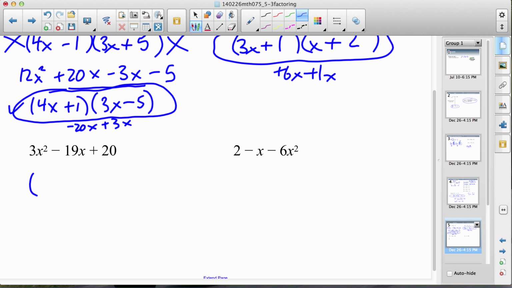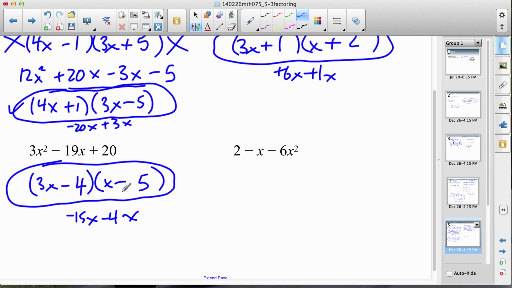Okay, 3x squared. I'm going to separate that into a 3x and an x. And then the 20, 4 and 5 probably. So let's try. Oh no, this one's positive, so they're both the same sign. They're both negative. So I'll put a negative there and a negative 5 here. Let's see what we get. 3x squared, minus 15x minus another 4x. That's minus 19. Aha! Fluked out again. I like it when I get it first time.